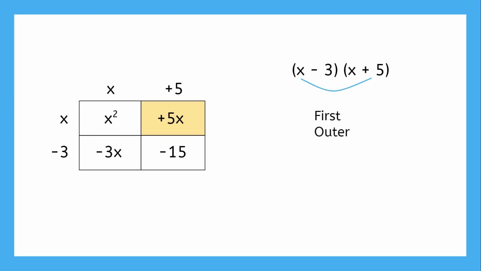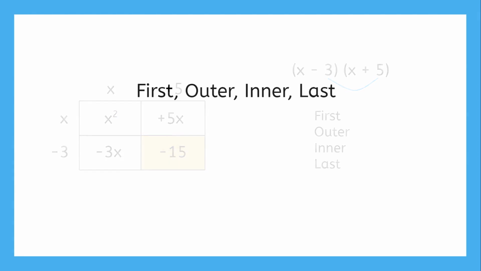Now we move to the next row and multiply the -3 and x, which are the two innermost terms. And on our final space, we multiply the last term inside each set of parentheses. Anytime you multiply two binomials, you'll end up performing these four multiplications. First, outer, inner, and last.